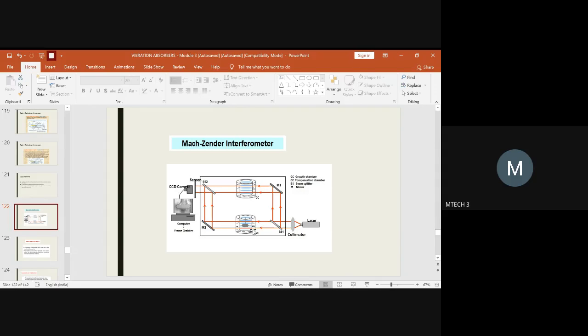The variation in both the chambers is associated with two mirrors, right? The compensation chamber is associated with mirror 1 and the growth chamber is associated with mirror 2. Okay, so both ways it flows in a closed loop. So you cannot be specific, right? It will work in a closed working channel. So this is the construction, how a Mach-Zehnder interferometer looks.